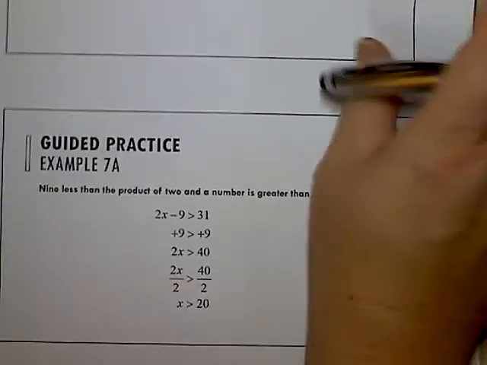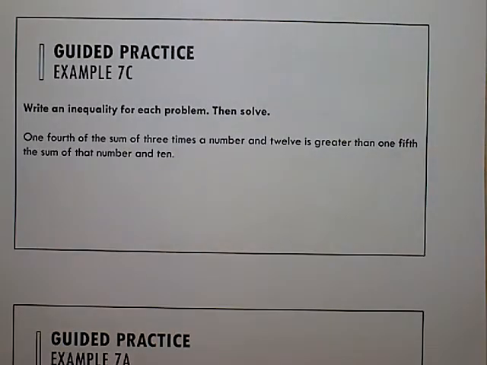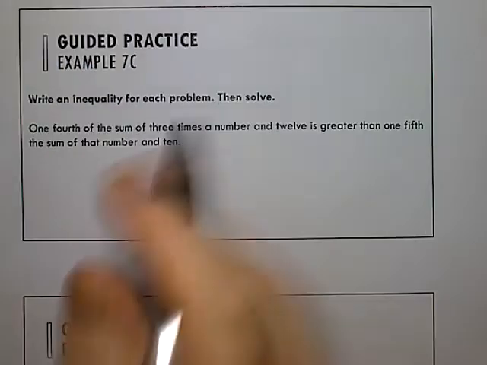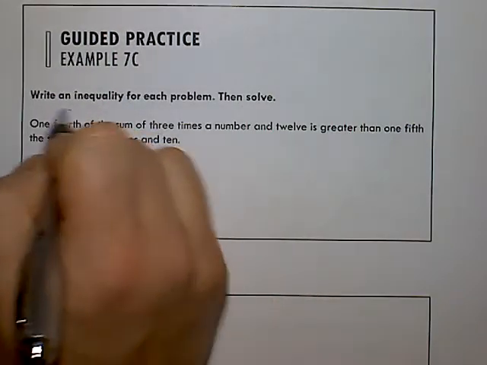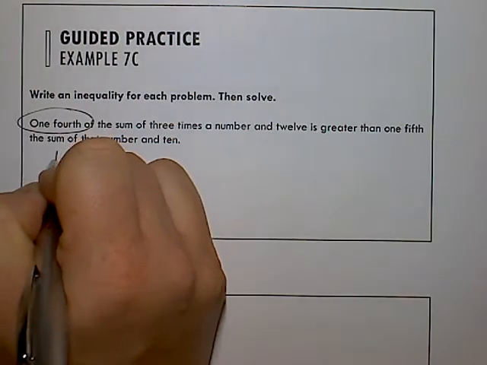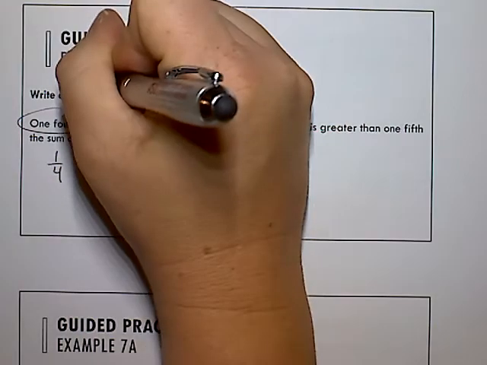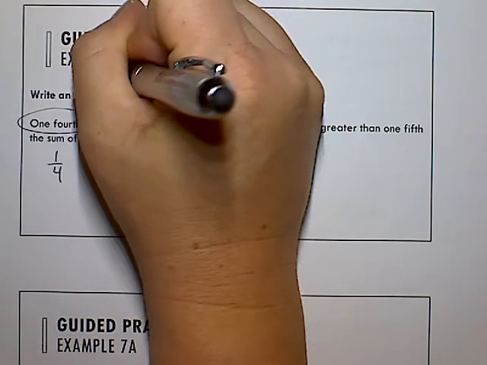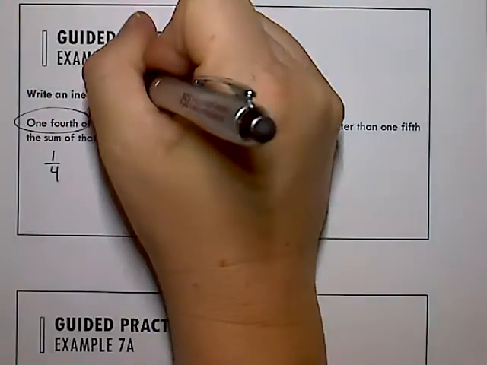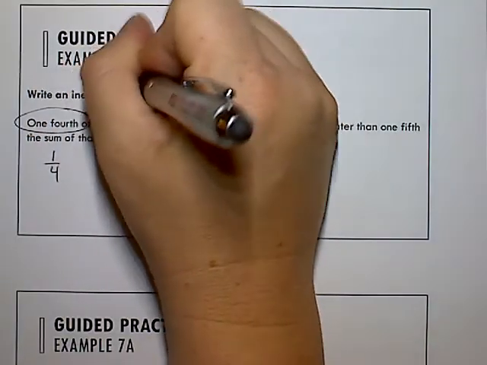Find C, please. 7C. Can you please check for me? Is this your 7C? It is. Okay. 7C is the most difficult out of all of them. So this is where it gets difficult. It says I want to take 1/4. So let's write down 1/4, and please draw an arrow to the word of. Of means multiply. Of means to multiply.